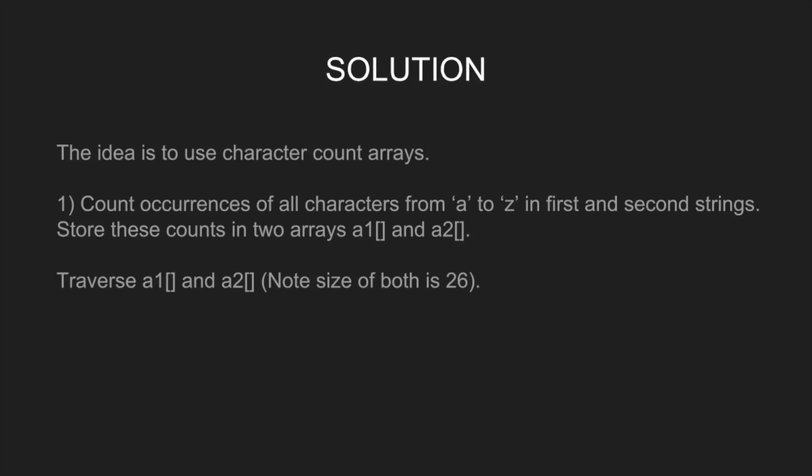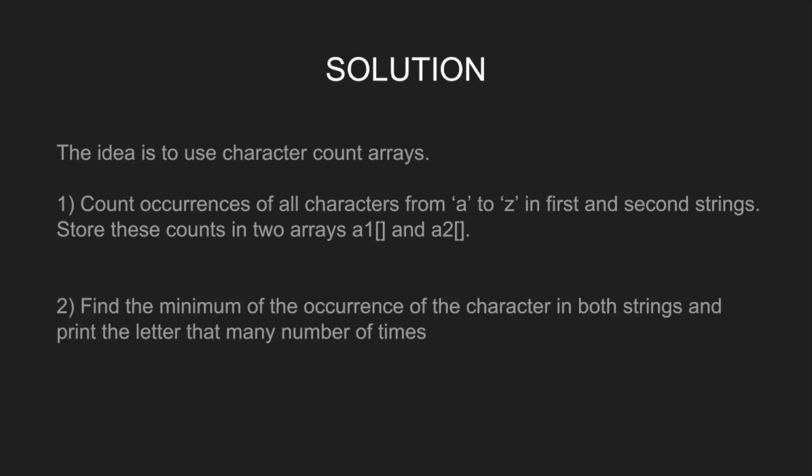Let's look at the solution. The idea is to use character count arrays. First, we count the occurrences of all characters from A to Z in the first and the second string. Then store these counts in two arrays, A1 and A2. Then find the minimum of the occurrence of the character in both the strings and print the letter that many number of times.